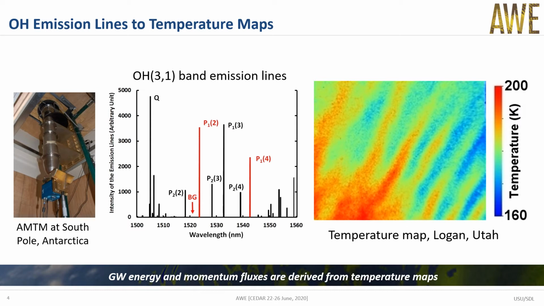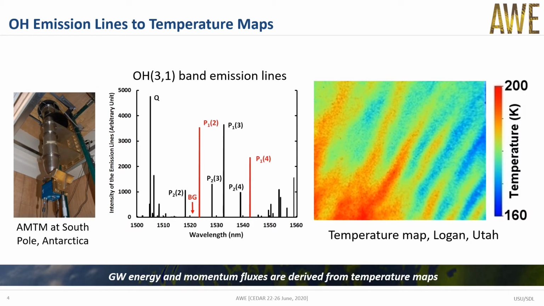This is shown in the central plot, which shows part of the OH(3,1) spectrum from 1500 to 1560 nanometers. By taking the ratio of two emission lines, e.g. P12 and the P14 as indicated in red, the absolute rotational temperature can be directly measured from a relative brightness ratio that has been background corrected. In operation, the AMTM sequentially measures the P12, P14 and background using a filter wheel and typically 10-second exposures.